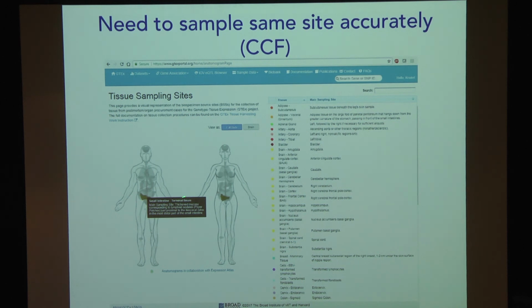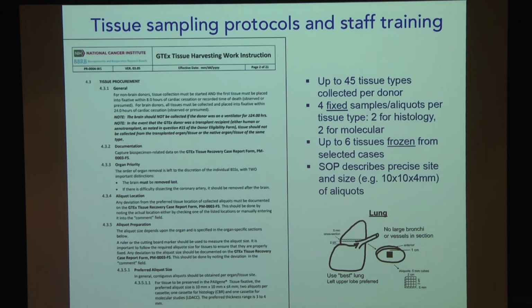Here is the small intestine terminal ileum, and you can see that the sampling site is defined as the thickened mucosa corresponding to lymphoid nodes, the Peyer's patch, just proximal to the ileocecal valve in the most distal part of the small intestine. So we had to come up with a set of instructions and protocols that people could follow to try to survey the same site. And that's delineated here. We had developed extensive SOPs and tissue harvesting protocols.